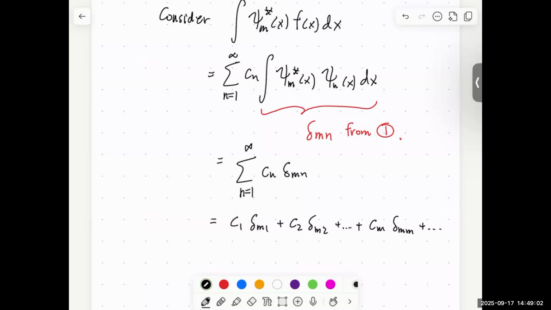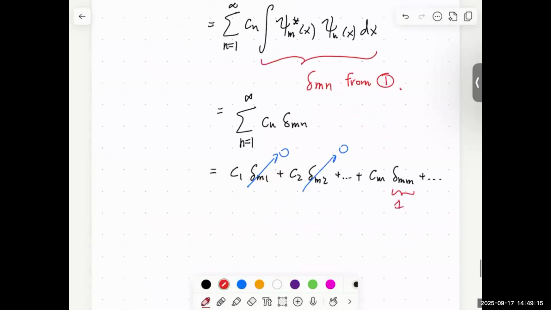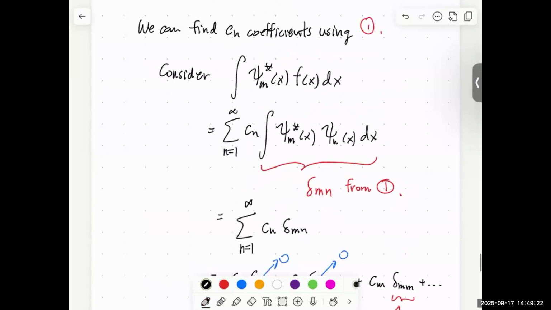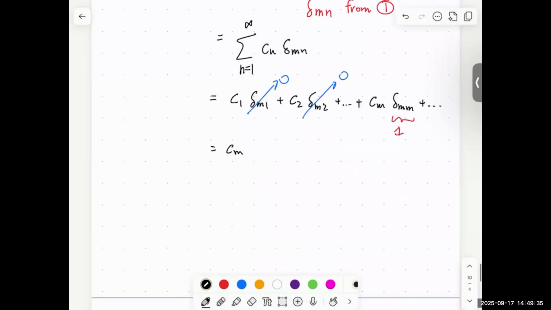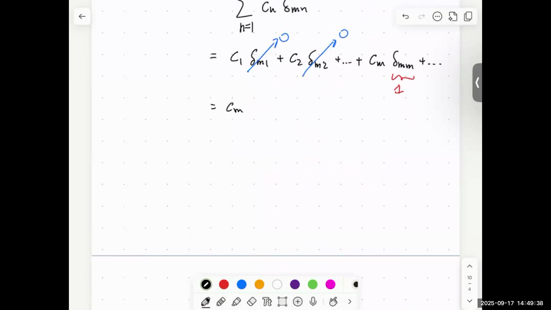And for every one of these deltas, we're going to get a 0 except for this one. This is 0, this is 0, but this one is 1. And so in the end, all we get is Cm. So we can get our nth coefficient by evaluating this integral. The psi m star times f of x integrated over our domain pulls out the coefficient Cm. We're going to do an example where we'll see this in practice.